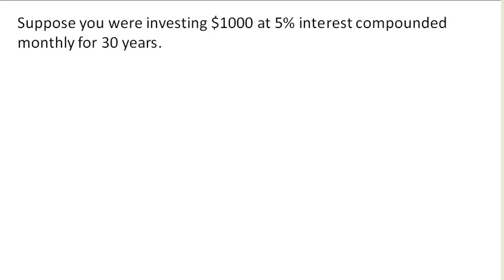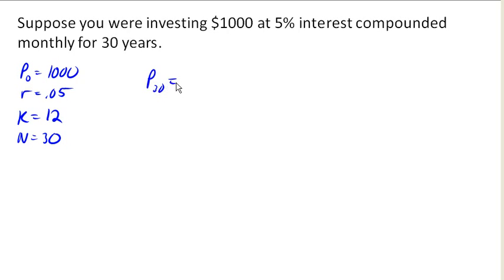So suppose we're investing $1,000 at 5% compounded monthly for 30 years. I know that my initial amount is 1,000, my interest rate is 0.05, we're compounding monthly, so 12 compounds in a year, and we're doing this for 30 years. So the amount after 30 years would be $1,000 times 1 plus 0.05 over 12 to the 12 times 30.